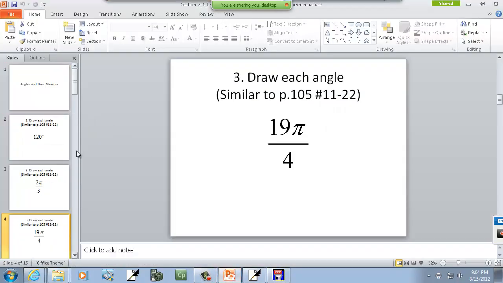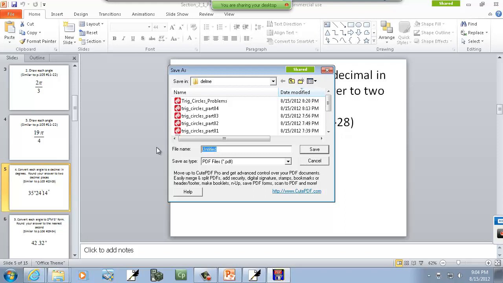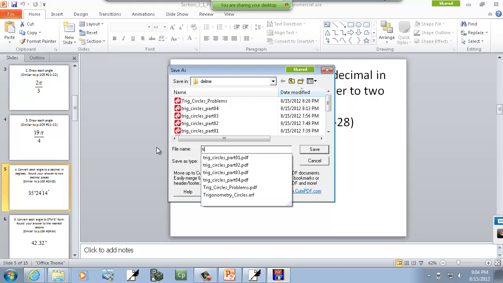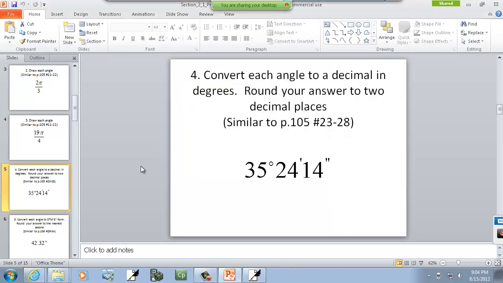What is this called? Degree angles in their measure. So angles in their measure. Trig angles and their angles and measures. Part 1. Oh well, there it is. Okay, so let's talk about this next item.